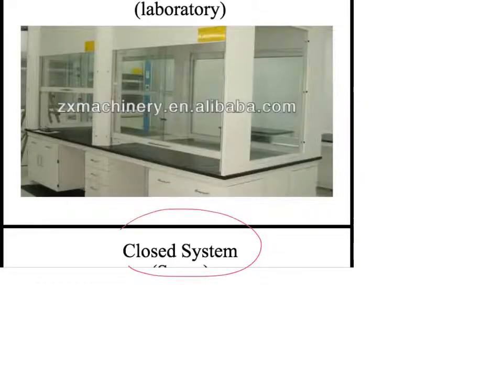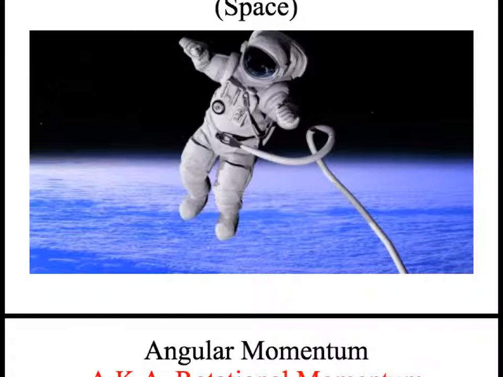This would be an example of a closed system. You're in the laboratory, we can shut out everything from the outside and prevent it from getting inside. That makes that a closed system. Here's another example of a closed system. Everything that's going on inside here, nothing from the outside is getting in.